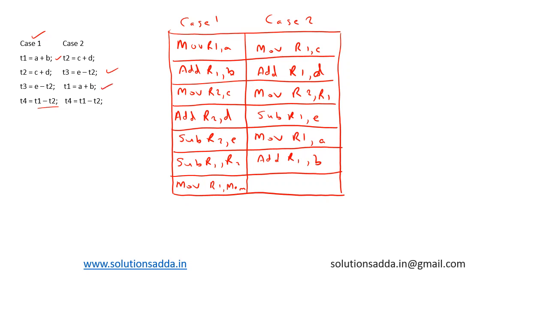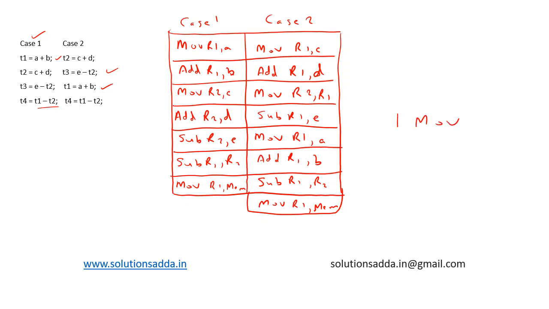The next step is sub R1, R2. Now we have to perform one more instruction, that is the move instruction: Move R1, memory. So case 1 is better than case 2 by one move instruction.